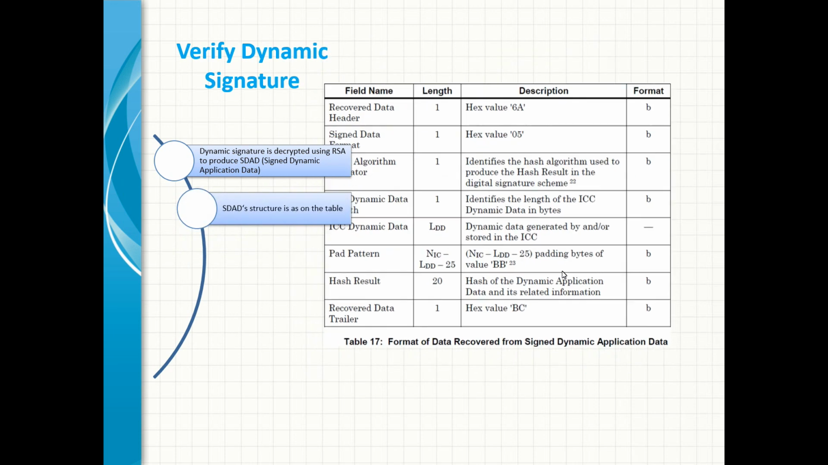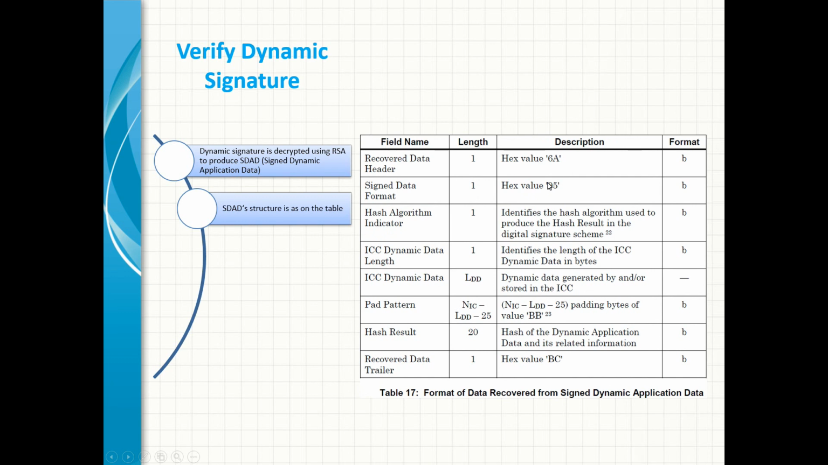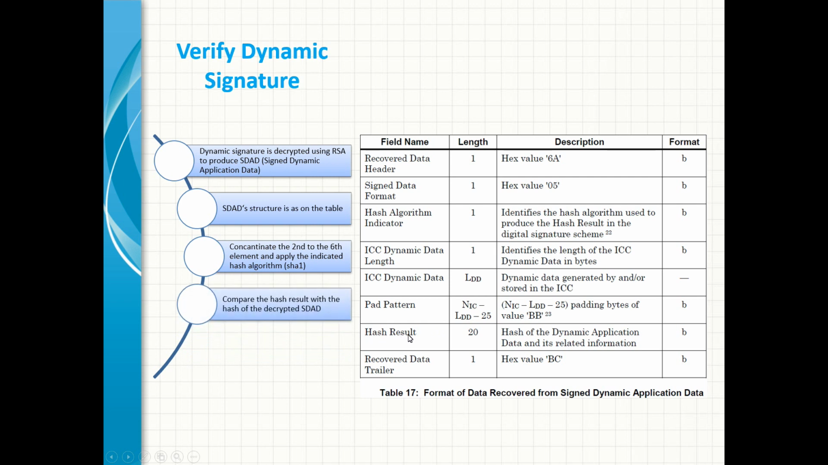The signed dynamic application data has the same structure as that of this table. Remember the header, the format, and the trailer, which always have to be checked. And then after that, we concatenate from this second right down to this one. The pattern is always from the second to the object before the hash result. So we concatenate it. After concatenation, we encode the concatenated data with the algorithm that is indicated in this hash algorithm indicator, and that is mostly SHA-1. And after the encoding, we get a hash result. We have to compare the hash results with that of this result, and if they are the same, that means dynamic data authentication was successful.